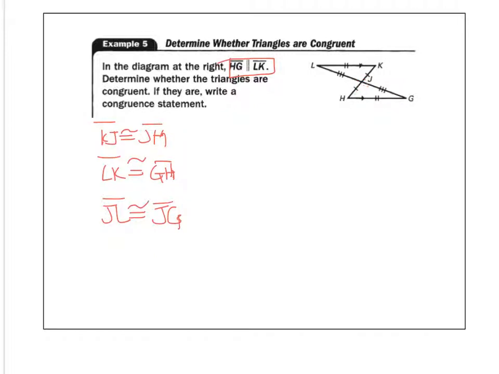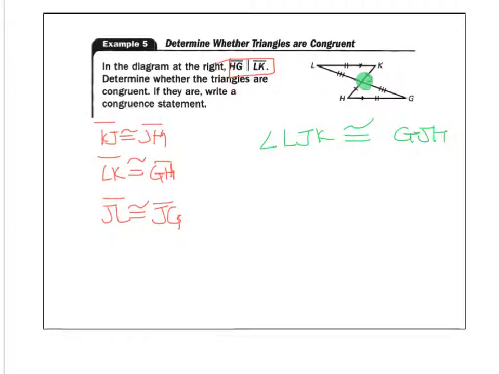First thing first, do you notice that I've got a vertical angle there? My stylus doesn't do justice there, so I'm just going to do this, okay? So if you look carefully, angle LJK and angle GJH, these two are vertical angles right here. And by the vertical angle theorem, they must be congruent, right?